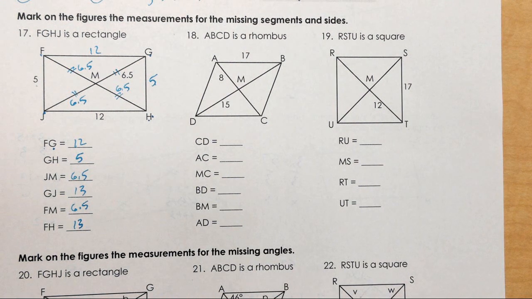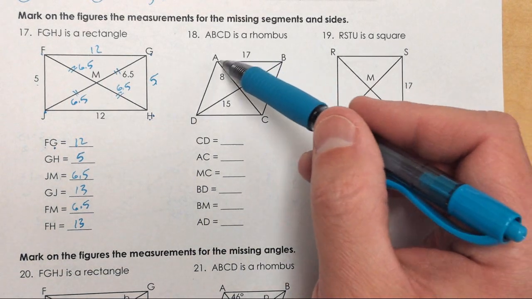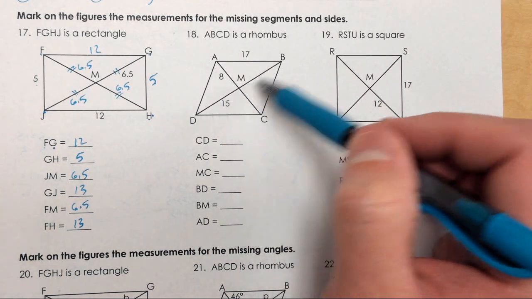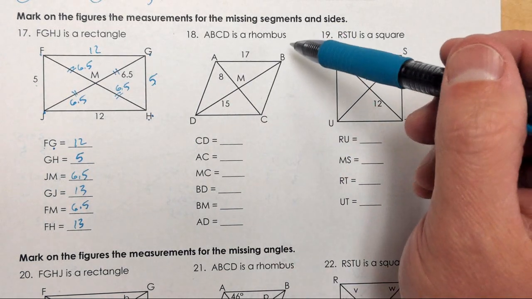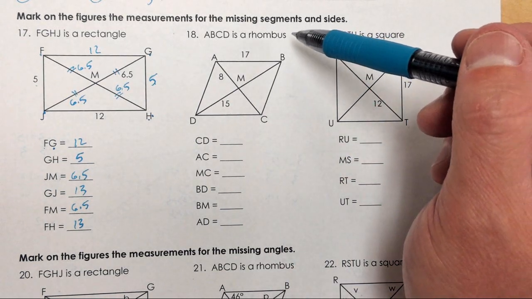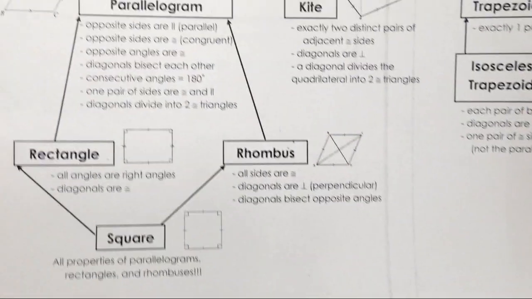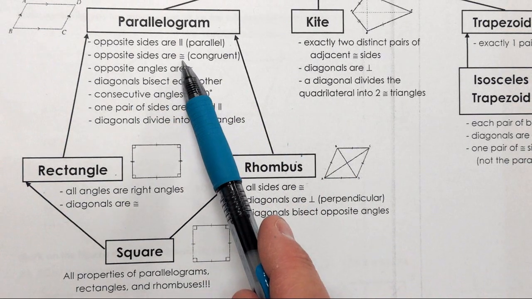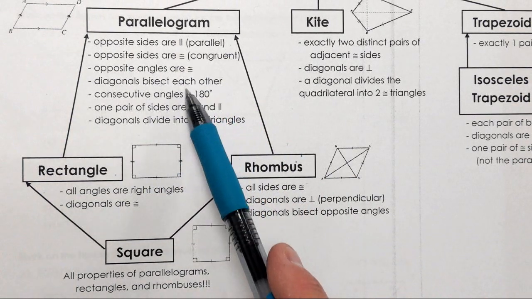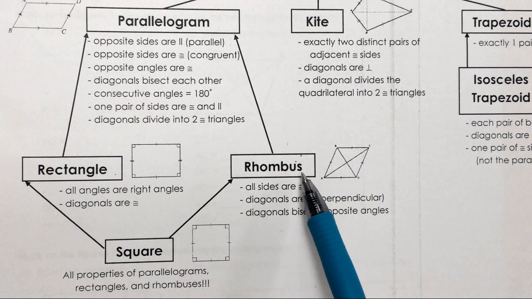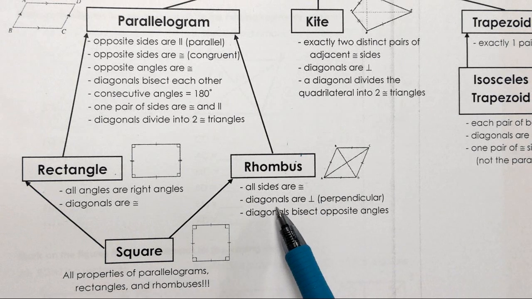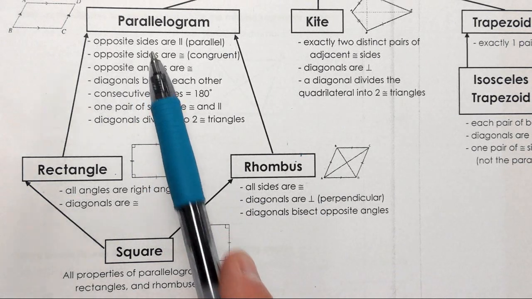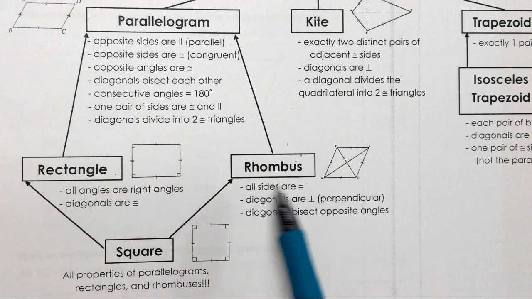18 talks about rhombuses. So rhombuses, and again, rhombuses here specifically, we're talking about segments and like diagonals and sides here. So I'm going to focus specifically on properties that deal with sides and diagonals. So a rhombus is a parallelogram, so we know opposite sides are congruent. We also know that diagonals bisect each other. Those are important. But if I look at a rhombus it says all sides are congruent, and then beyond that, everything else deals with angles. So we know opposite sides are congruent, diagonals bisect each other, but all sides are congruent.